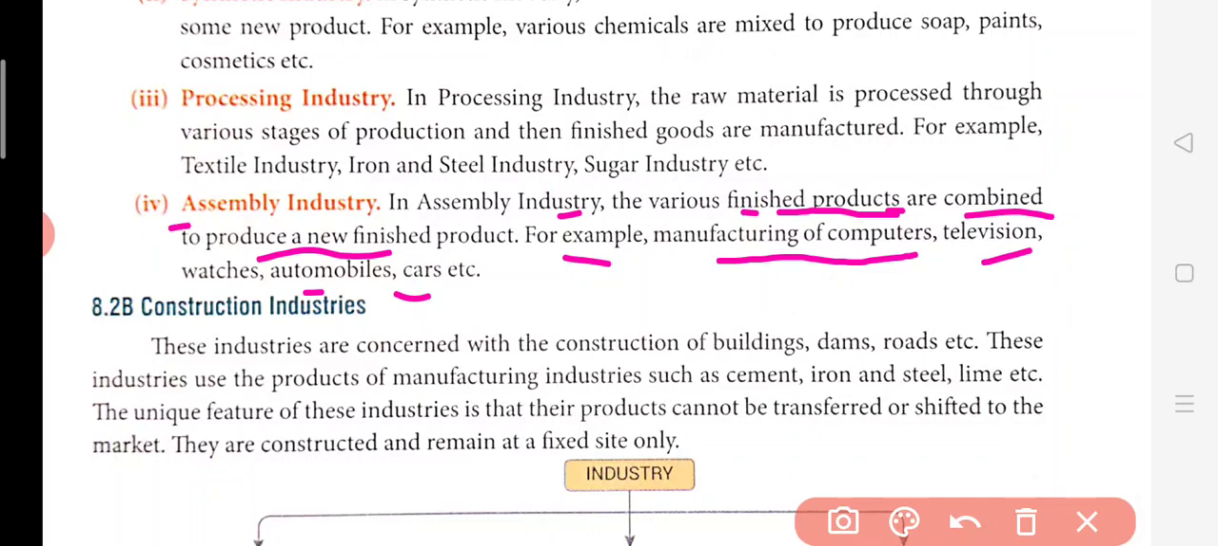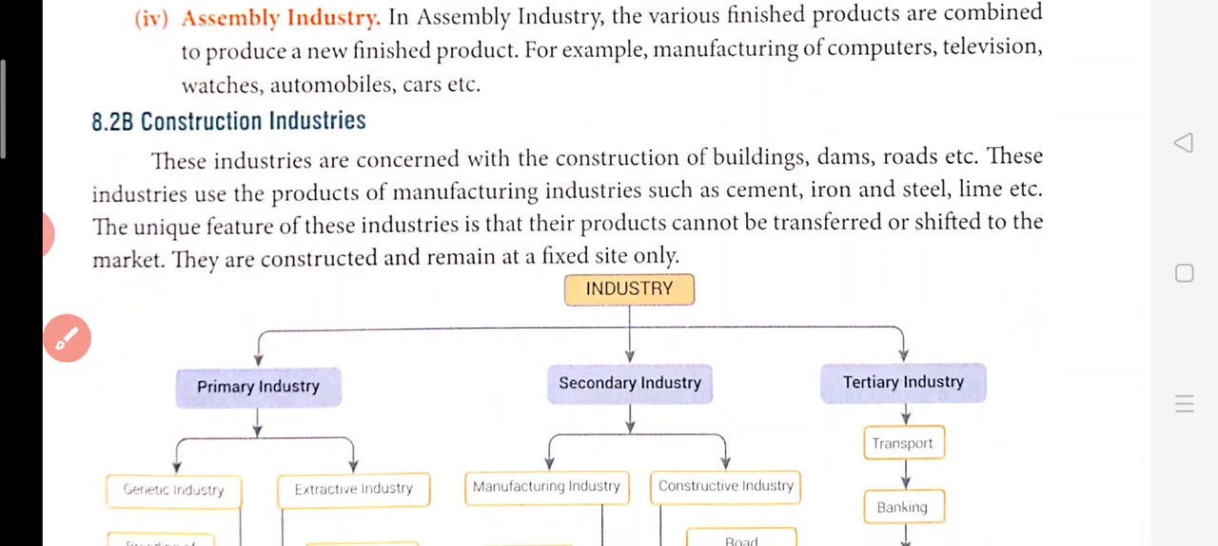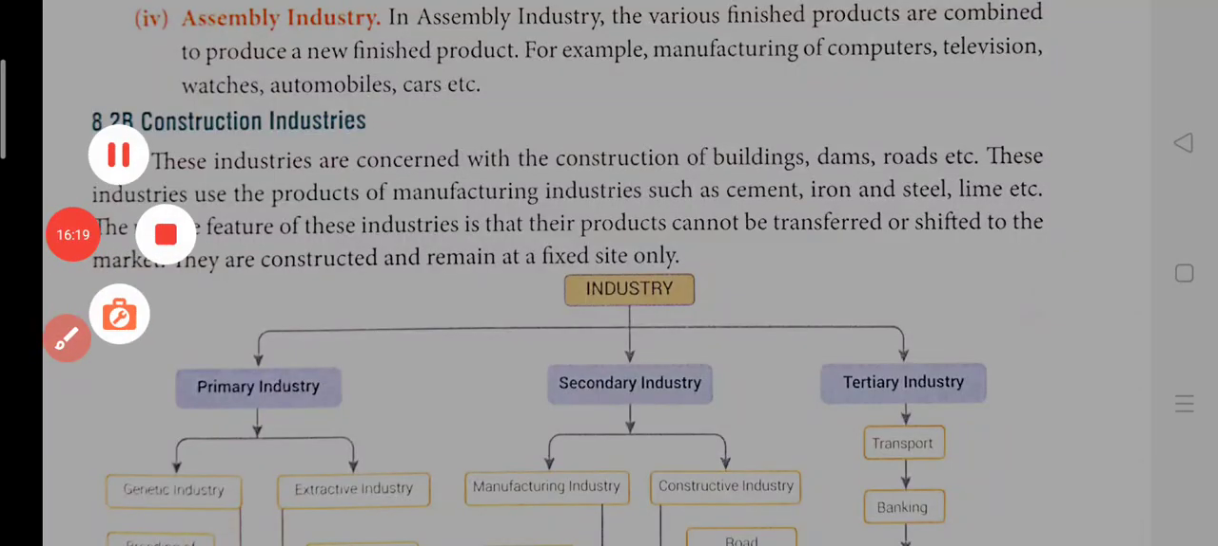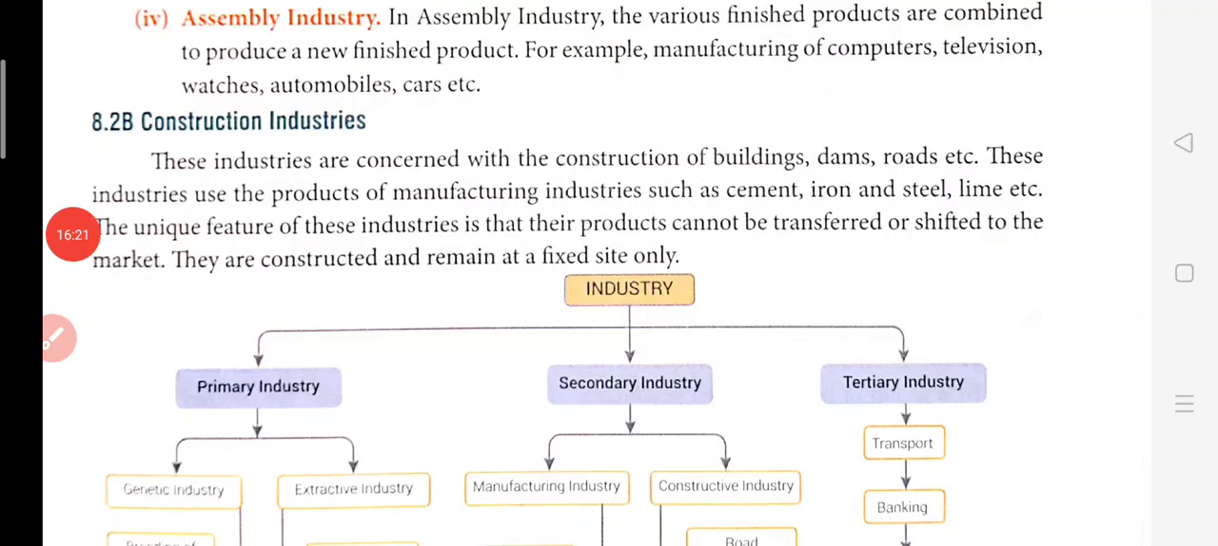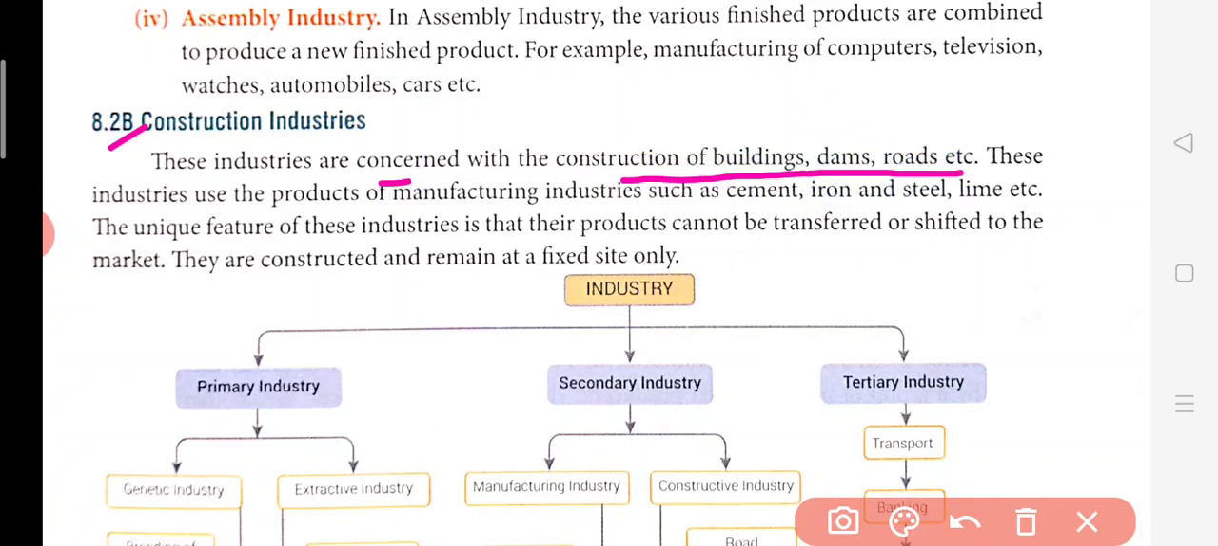Now after this assembly industry, we will be understanding about the construction industry. These industries are concerned with the construction of buildings, dams, roads, etc. As the name suggests, constructions are basically done for buildings, dams and roads. These things are very important in a country for infrastructure development. These industries use the products of manufacturing industries such as cement, iron, steel, lime, etc.